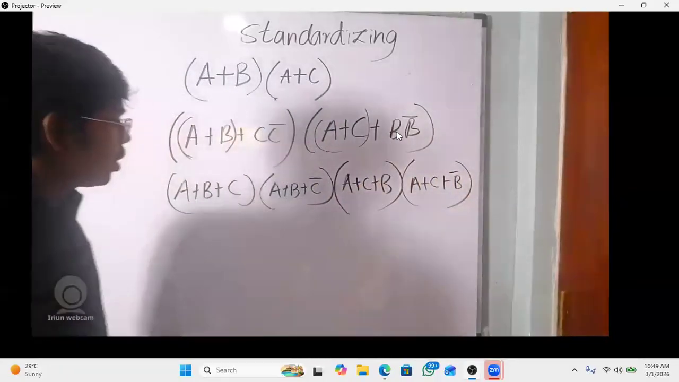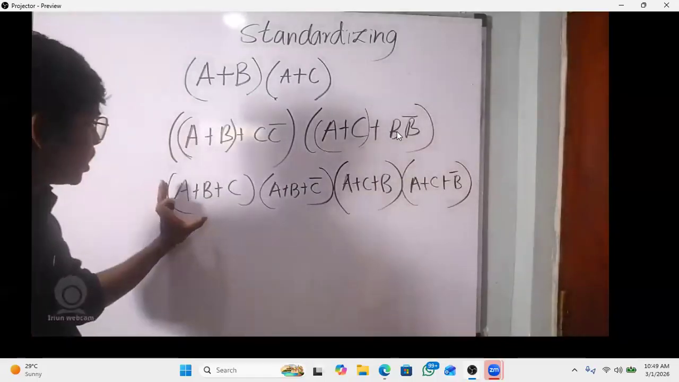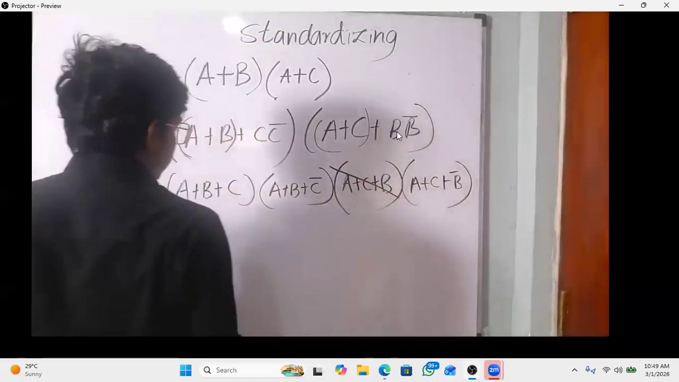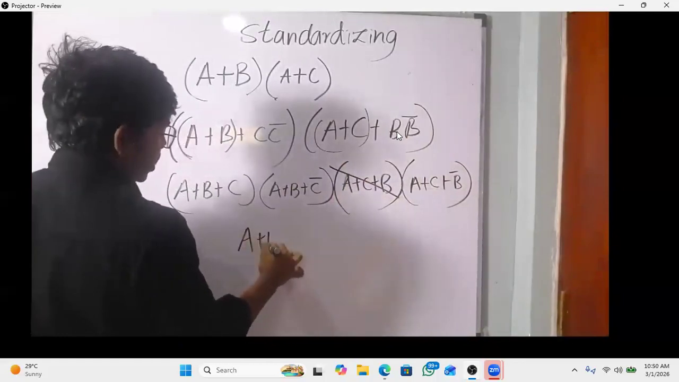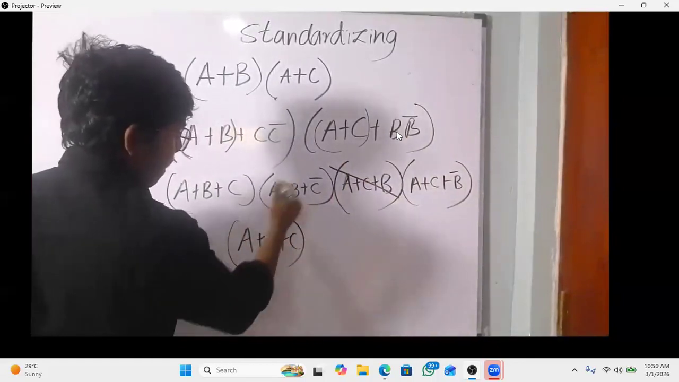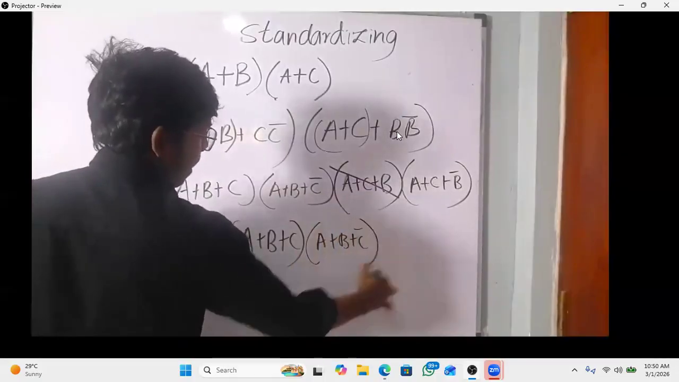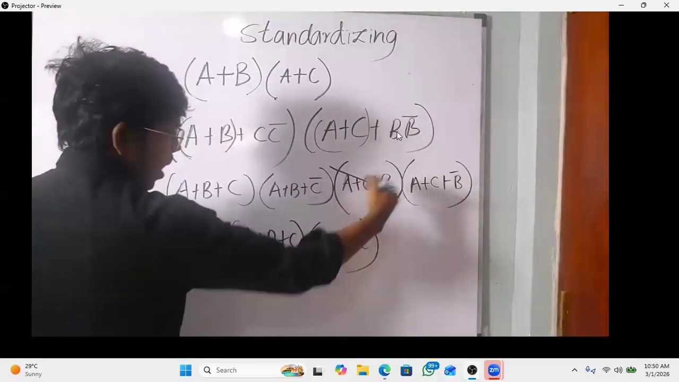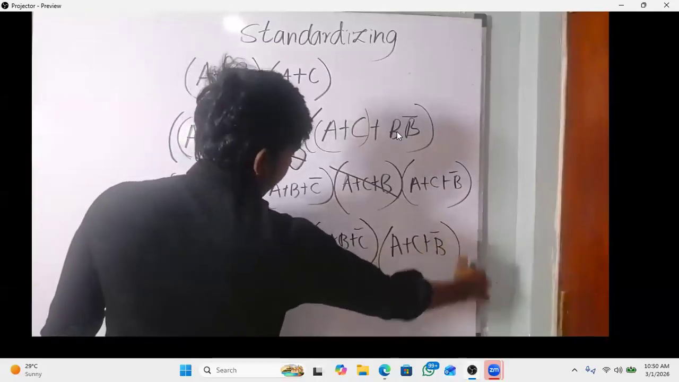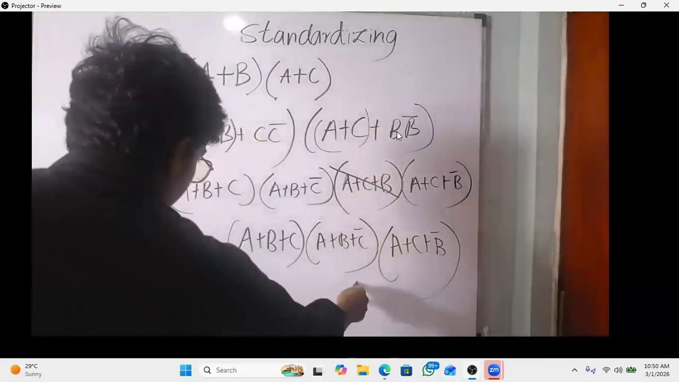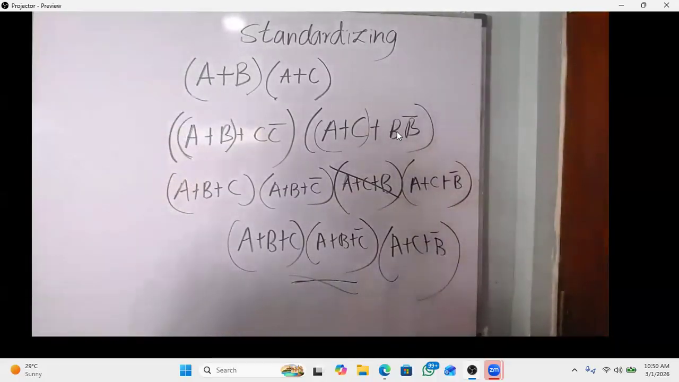Okay. Now cut the repeated terms. Here you can see these two terms are repeated. You can cut one, and you can write A plus B plus C, this one A plus B plus C bar, and that one A plus C plus B bar. Okay, that is the answer. Yes, this is the correct answer. So with this, we are going to end the session for today.